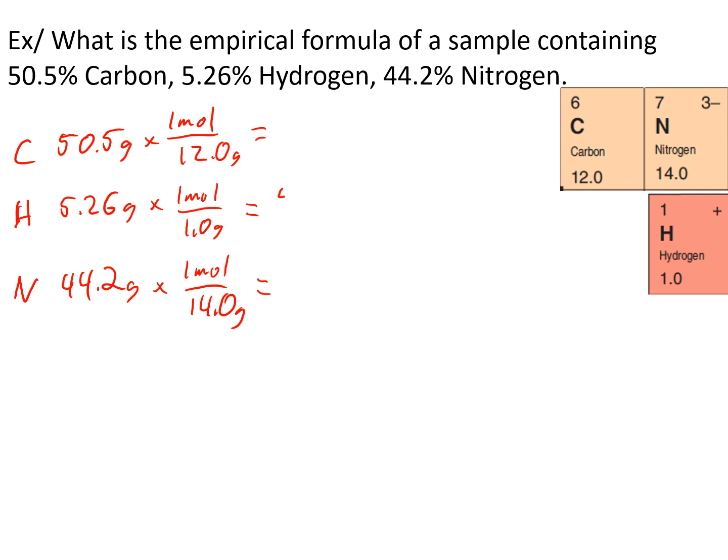Do the easy one first. And then the ones where I have to actually use a calculator, 50.5 divided by 12 equals 4.208. And then 44.2 divided by 14, 3.157. Divide by the smallest number. So my smallest number is the nitrogen.